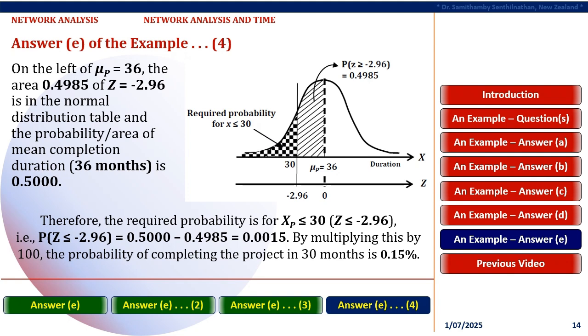Hence, the probability for the proposed duration xp less than or equal to 30 become a part of the probability 0.5000 of μp less than or equal to 36. Therefore, the required probability is for xp less than or equal to 30, z less than or equal to minus 2.96. That is, probability of z less than or equal to minus 2.96 equals 0.5000 minus 0.4985 is equal to 0.0015. By multiplying this by 100, the probability of completing the project in 30 months is 0.15%.